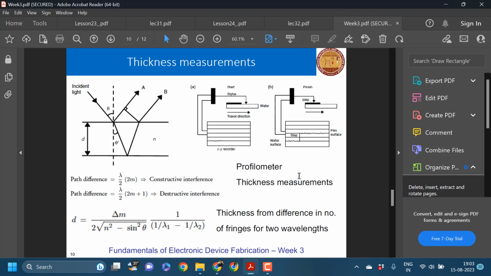So, can anybody tell me what is white light interferometry? Like from the name itself, we can say that it will be related to interference, right?